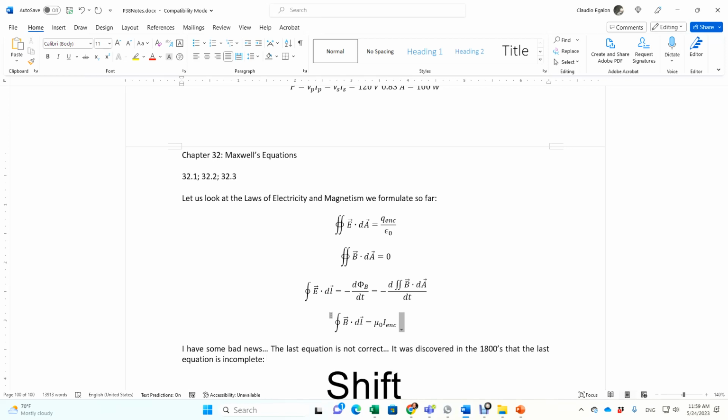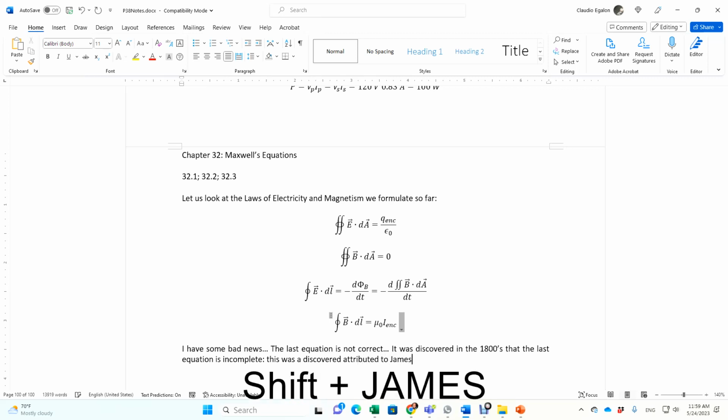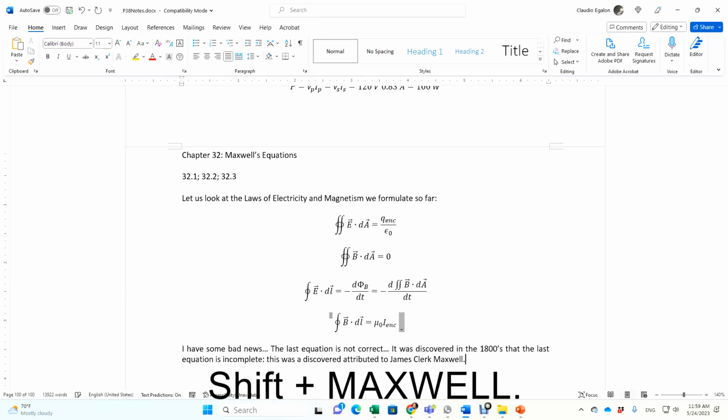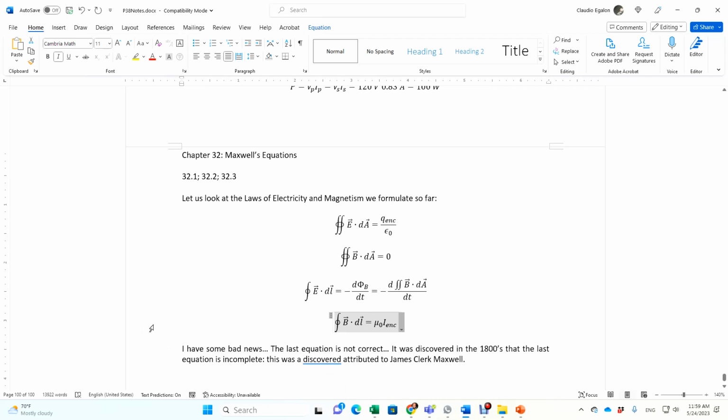This was a discovery attributed to James Clerk Maxwell. What he discovered is that this term here had to have a second term. That's because this equation seemed to be incomplete if you were to take a circuit and solve it for the case of a capacitor.